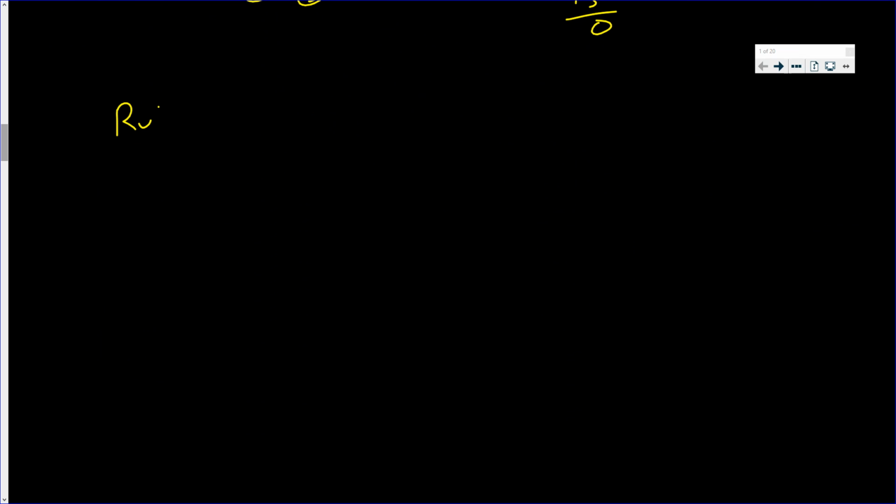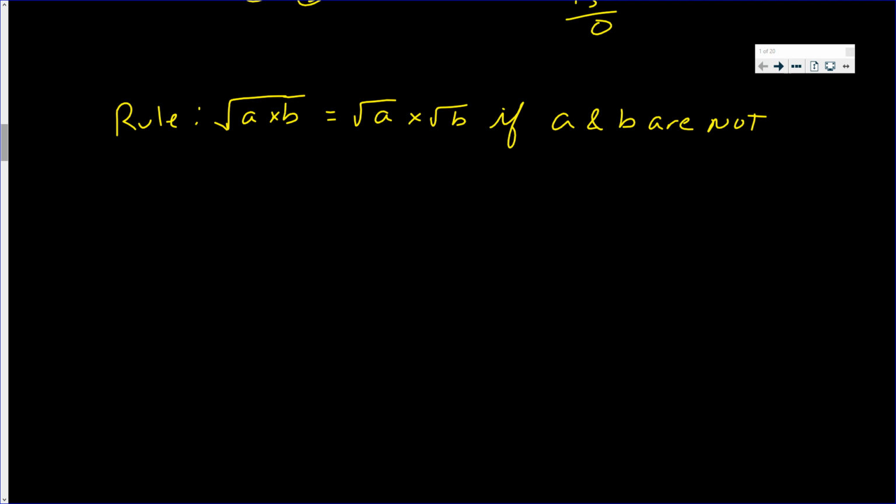Let's talk about a rule. No fractions here. The square root of A times B is the square root of A times the square root of B, if A and B are not both negative. One can be negative but not the other. So, if I asked you, what is the square root of 20 times the square root of 5?